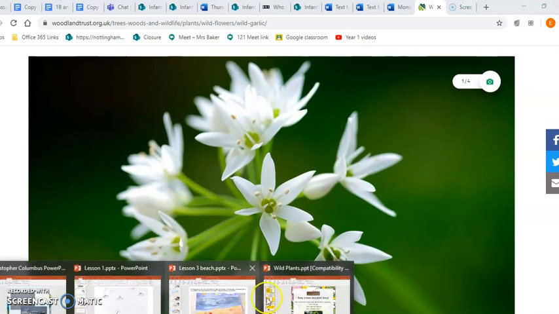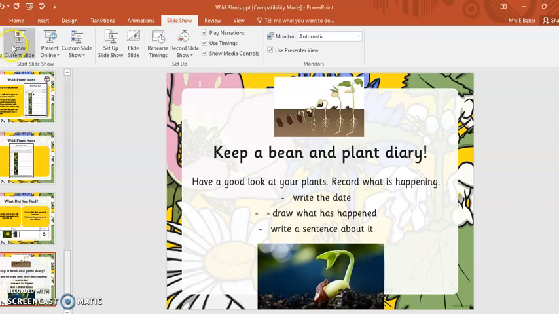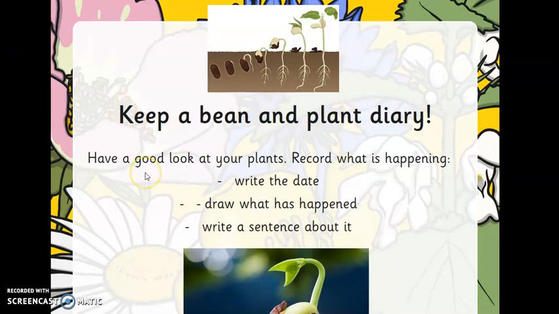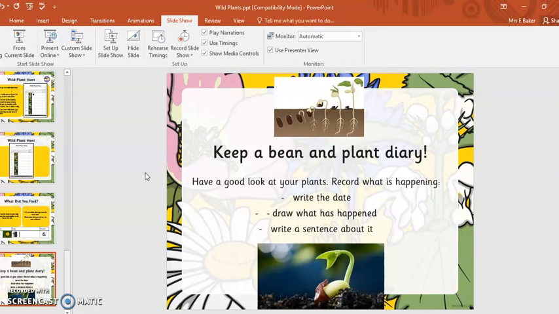Now going back to what you did from the end of last week's lesson, which was growing your beans and plants, I want you to have a really good look because it's been 7 days since you started that. And I'd like you to record in your English books what's happening. Maybe start this at the back of your book so we can keep a diary. And you need to write the date, draw what has happened, and write a sentence about it.